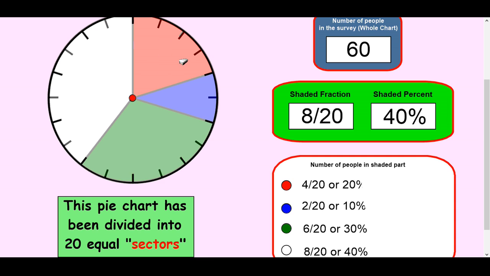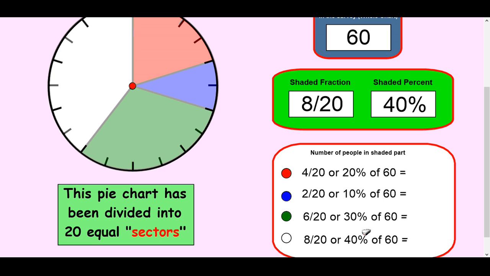Now, when I'm trying to turn this into a number of people, I just need to work out either the fraction of that amount or the percentage of that amount. So of 60, of 60, of 60, and of 60. So it depends which way you want to go here. If you're quite happy working out percentages, use the percentage value. If you just want to use the fraction or the simplified fraction, do that.